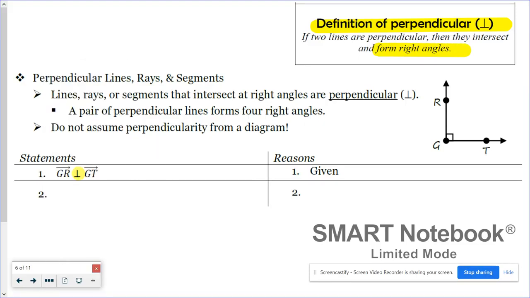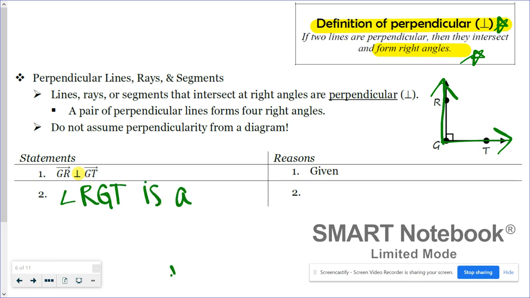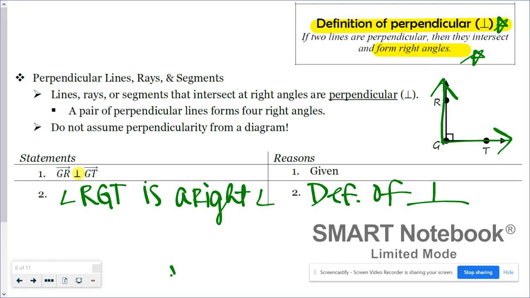You're going to be like, well, this is a right angle, okay? So here, when they say that ray GR is perpendicular to ray GT, I see that perpendicular symbol. I want to be thinking right angles. And so I can say that angle RGT is a right angle. And my reason is definition of perpendicular.